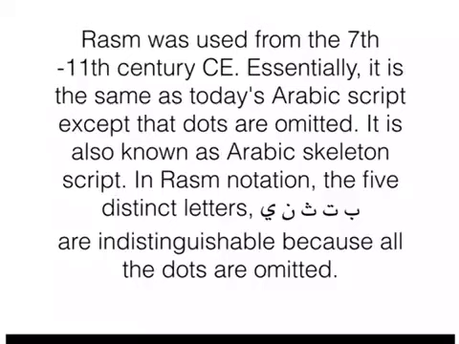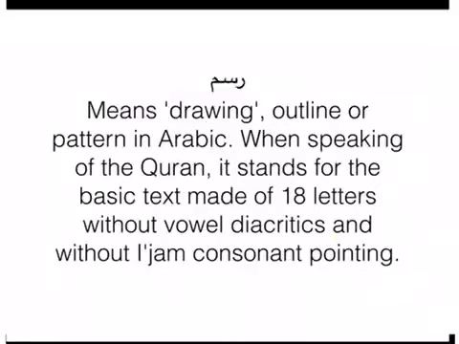Rasm was used from the 7th to the 11th century Common Era. Essentially, it is the same as today's Arabic script, except that dots are omitted. It is also known as Arabic skeleton script. In Rasm notation, the 5 distinct letters, ba, ta, tha, nun, and ya, are indistinguishable because all of the dots are omitted. Rasm means drawing, outline, or pattern in the Arabic language.